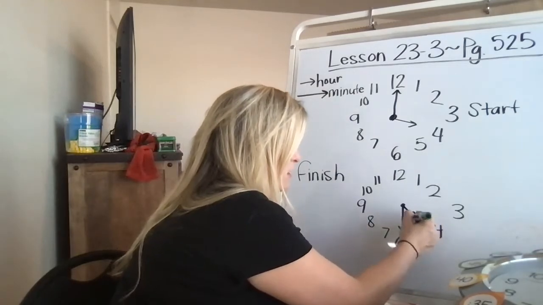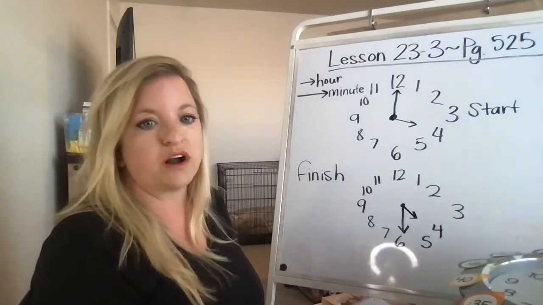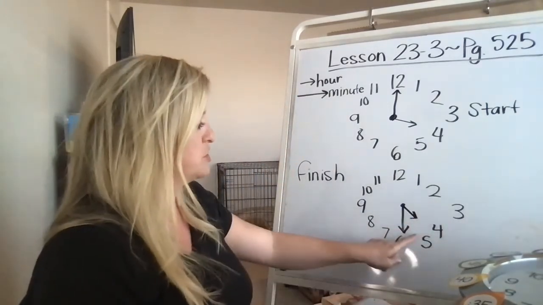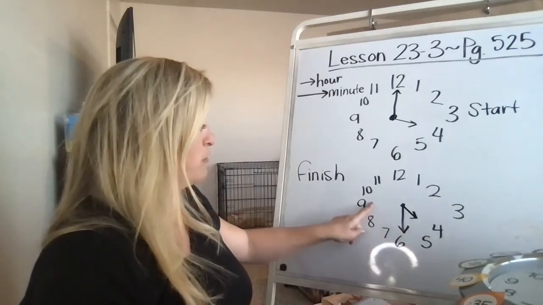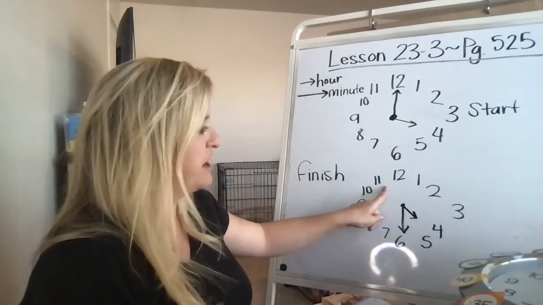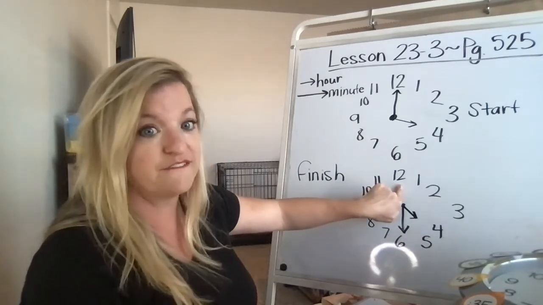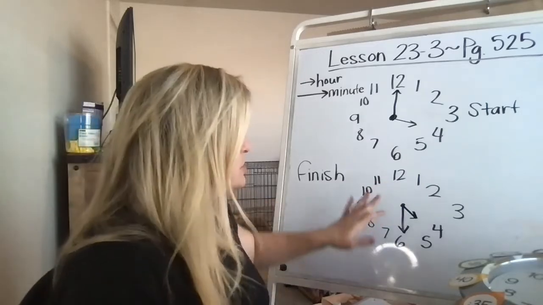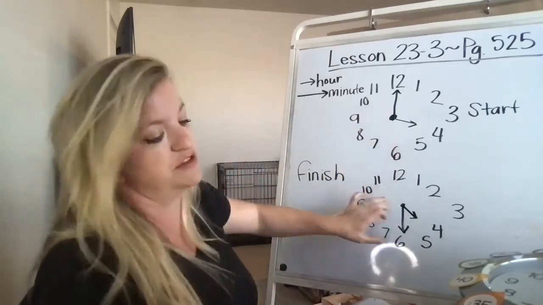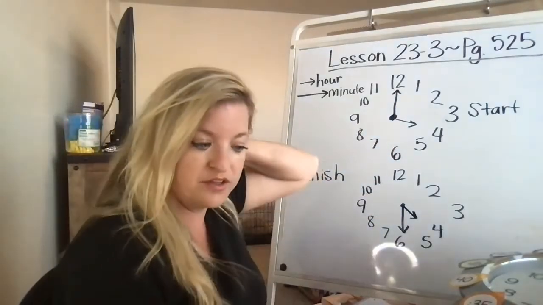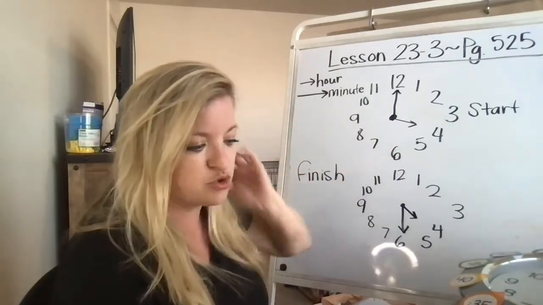So my hour hand is in between the 4 and the 5. It is moving closer to 5 because then it's going to be 4:45, 4:50, 4:55, and then it's going to be 5 o'clock. So this is what your start clock should look like, and this is what your finish clock should look like. Number 6, it is 12:30.